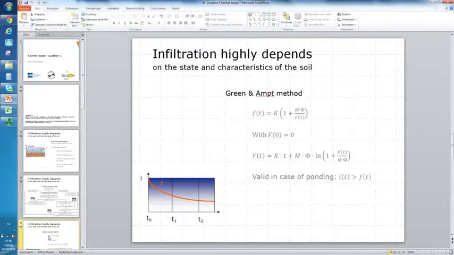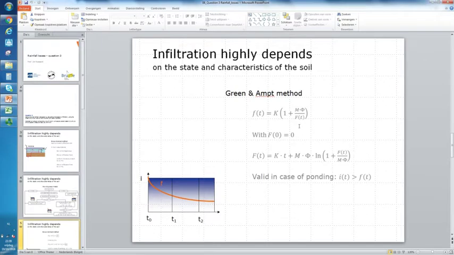Let's check out the formulas again. The formula of Green and Ampt for infiltration capacity is given by this formula. So it's K, the hydraulic conductivity, multiplied with 1 plus M multiplied with phi over Ft, the total amount of infiltrated water. M, phi, and K are given, so it's just a case of calculating the infiltration capacity and the total volume of infiltration.